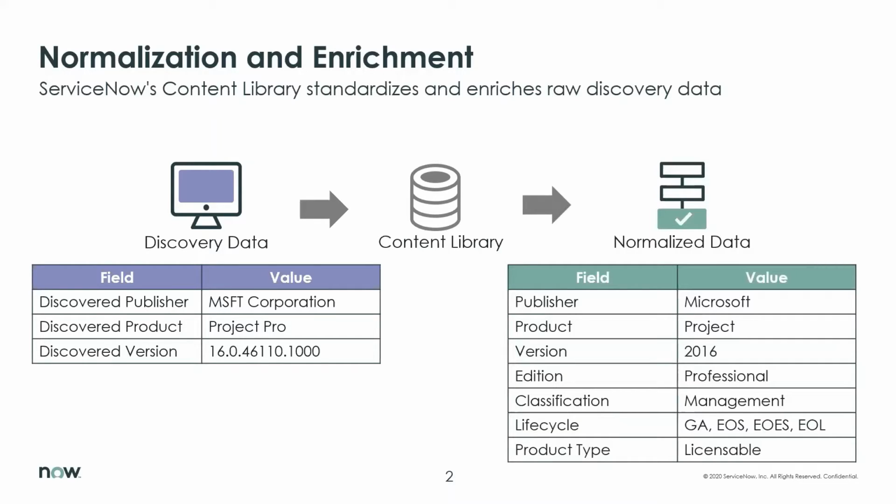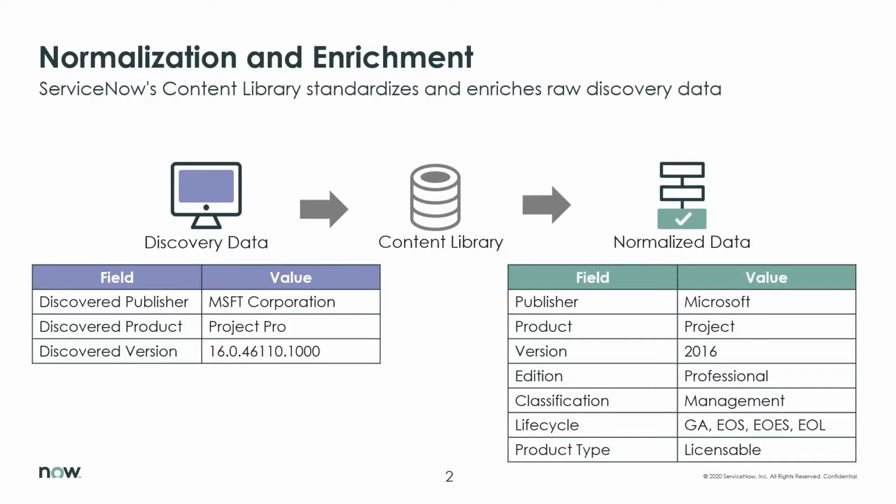Off to the right, you will see that we have the normalized data. Again, those three key fields of publisher, product, and version. Now, if you look at the values off to the right, you will see that we have a very clean Microsoft Project 2016. And the reason this is important is because when you purchase an entitlement for something like Microsoft Project, you purchase it for Microsoft Project 2016, not 16.0.Forever. So when you're looking at your software estate and you have all of these different versions, they might all roll up to the same entitlement. So by flattening the data or normalizing the data, we can help you make sense of that.